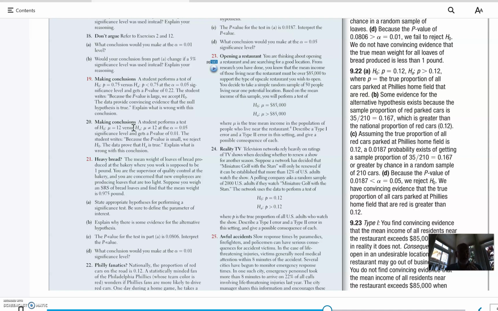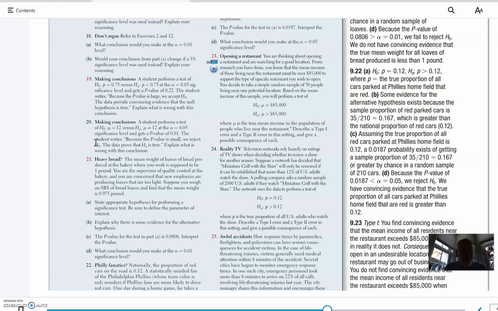So the probability of getting results like we got, or more extreme, if the null is true, if the mean is just 12, is 0.01. You've got a 0.01 chance of getting a result that different, whatever the answer was. They said because the p-value is small, we reject H0. That's true. If your p-value is really small, then the probability of getting results like this, if the null was true, is really small. It's like, wow, that's a really weird thing to happen if the null was true. And so we reject the null.